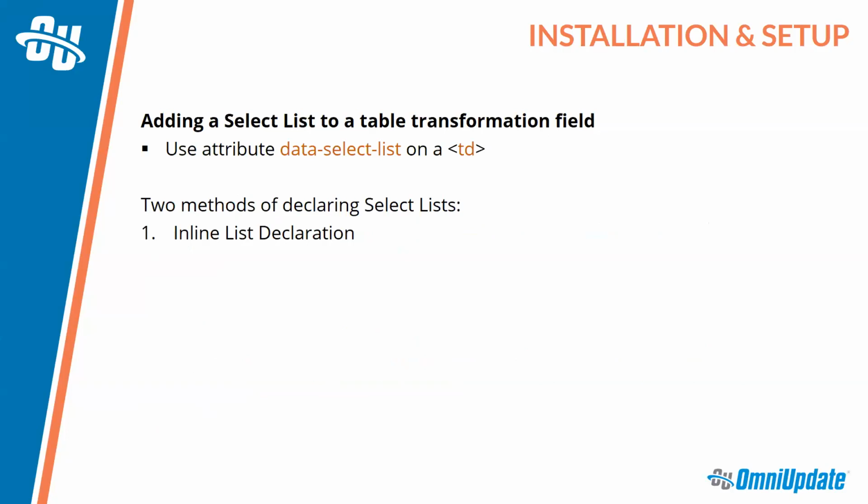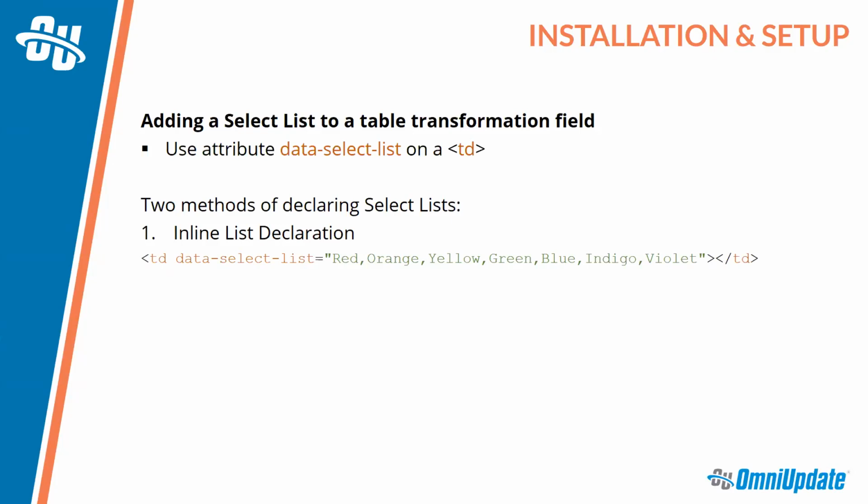The first thing is we can just do it inline in the table itself. What that looks like is you just specify a comma-separated list of the different values that you would have there. So you can see in our table data here, we have the attribute data-select-list, and we have a bunch of colors specified. These are just arbitrary values we're using here. It could be whatever values you want to have available to your user.